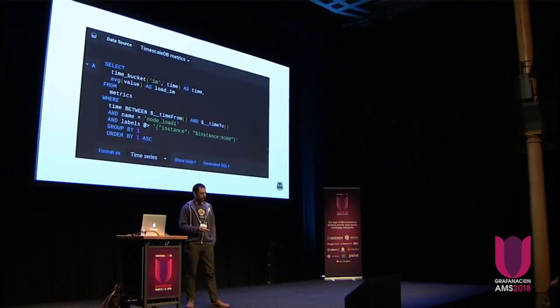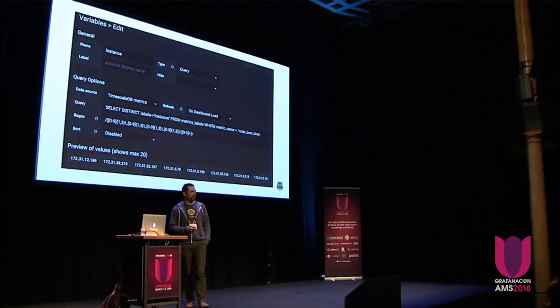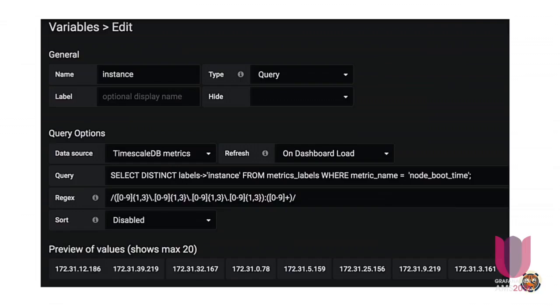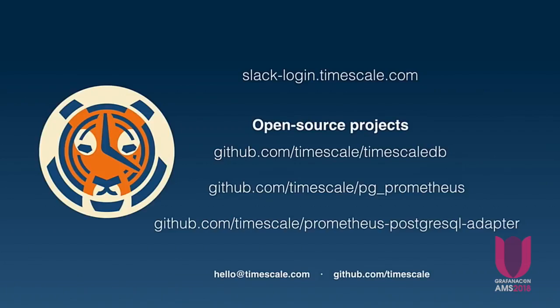automatically. You can also do things like set up variables if you're doing templating. If you want to query in this normalized data schema, you can query the labels table for all the distinct values, for example, getting a list of hosts in the system, and then you can use this for templating.